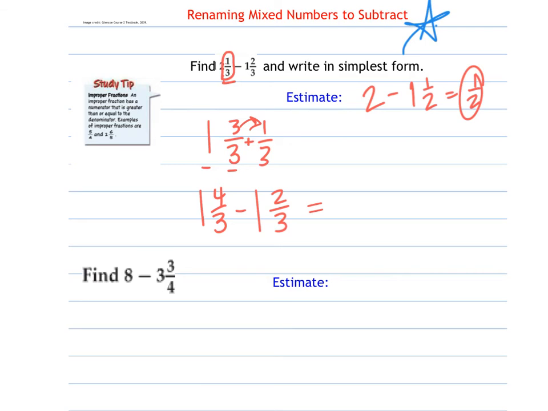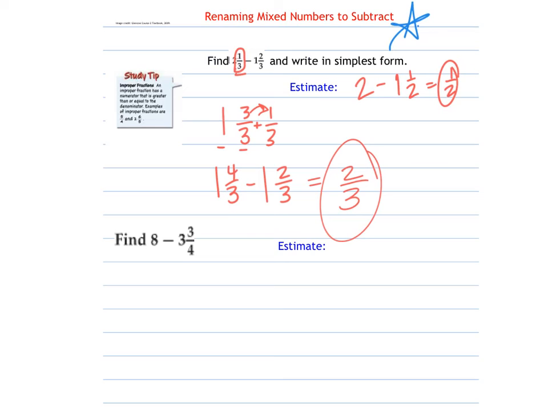Now I can subtract like normal. 1 minus 1 is 0. 4/3 minus 2/3 is 2/3, which is a little bit more than a half, but that makes sense. So there's my final answer. So that's how we rename fractions. This just takes some practice.